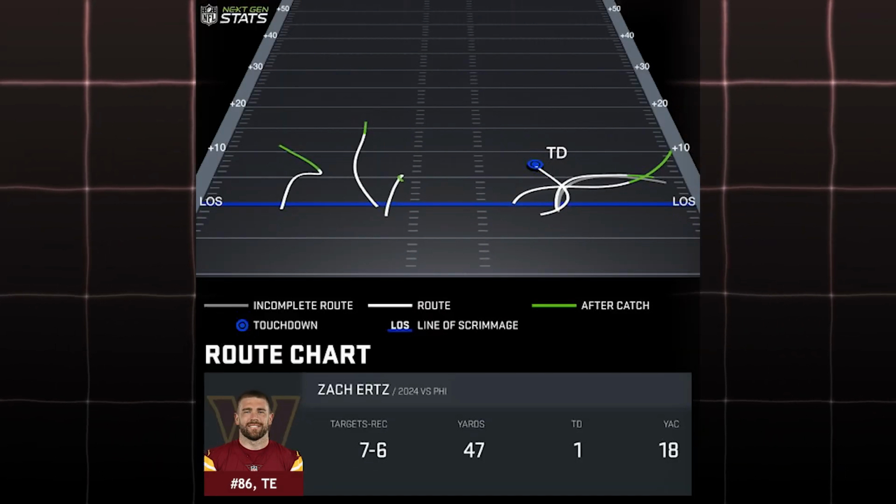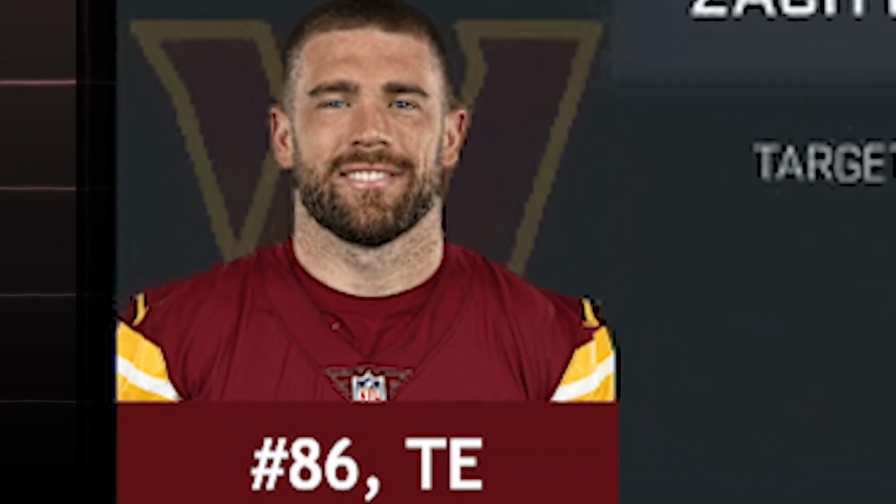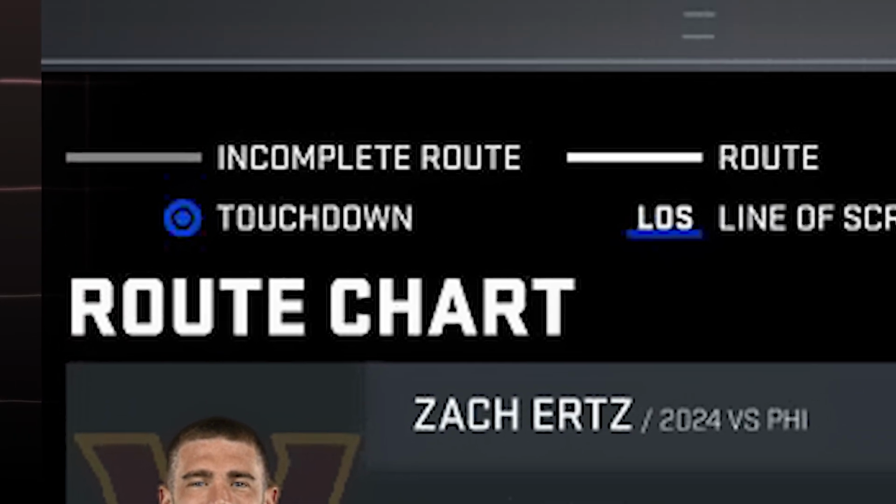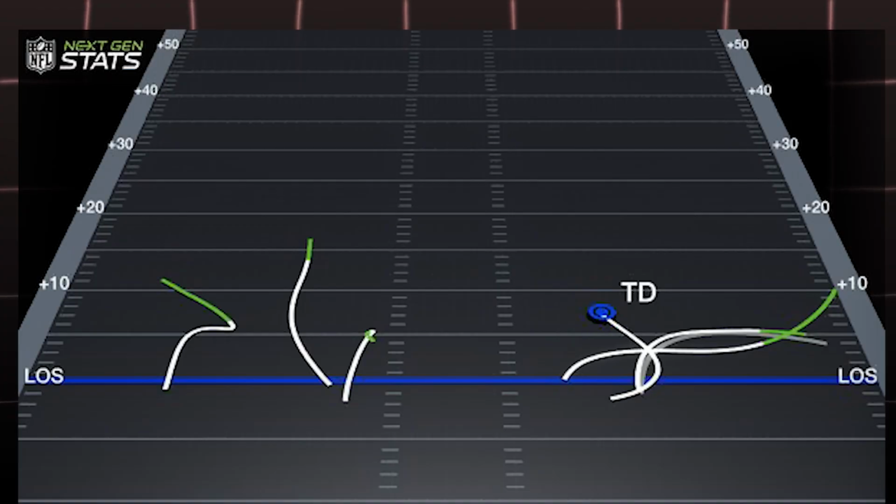Let's take, for example, Zach Ertz. He's a tight end for the Washington Commanders. And this is his route tree from Thursday Night Football against the Eagles on November 14th, 2024.